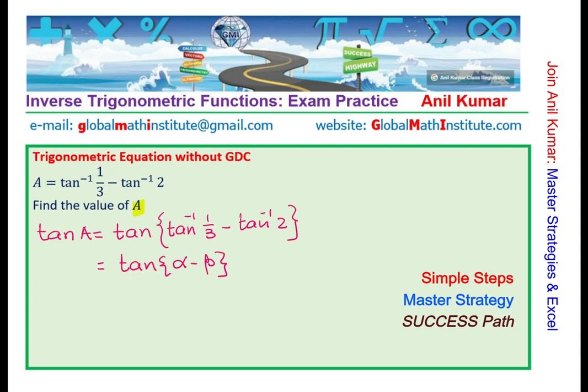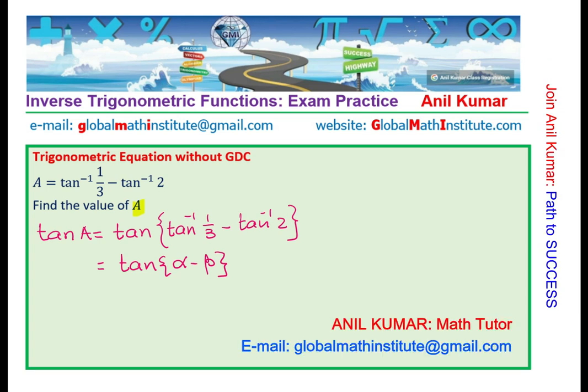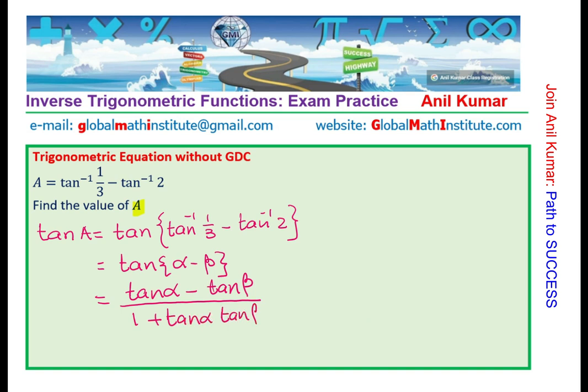So we have tan of alpha minus beta with us. We can now expand it, find the value of alpha and beta, substitute and get the answer. Do you see the strategy which we can adopt here? So applying the compound angle formula, we can write this as tan alpha minus tan beta over 1 plus tan alpha tan beta, right? Perfect. What is alpha and beta? That is what you need to figure out.